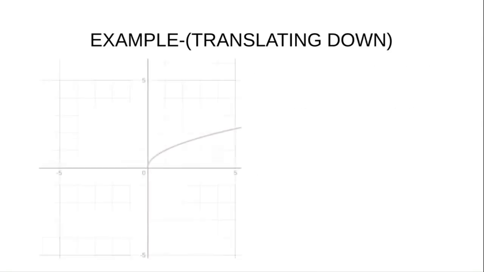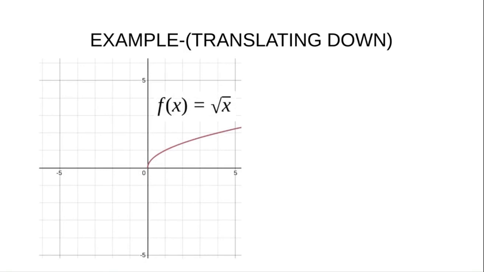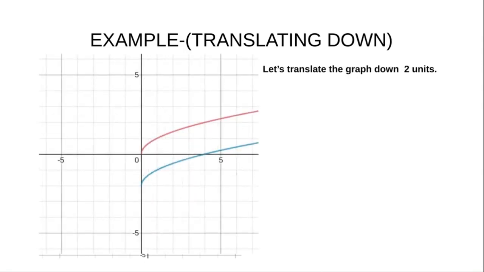Now, if I decide that I want to translate down, as an example, let's take this parent function and translate it down 2 units. Well, what would that look like? And that would look like this. So it's basically the same shape as the red parent function was, but everything just got shifted down 2 units. And the function is v of x equals the square root of x minus 2.